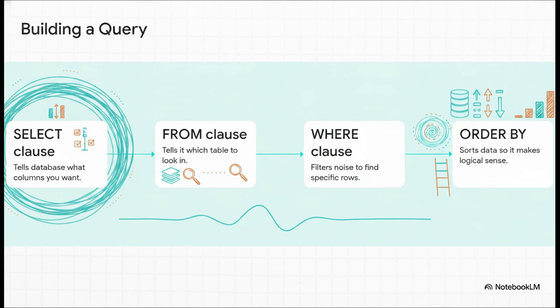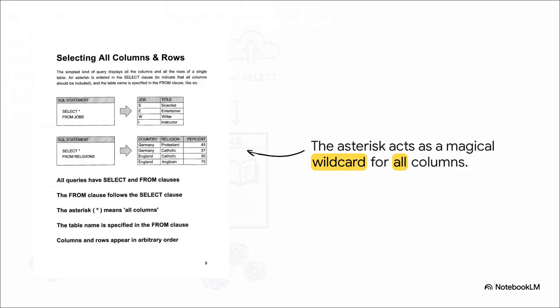And here's the golden rule. Every single query you ever write must contain at least a SELECT clause, telling the database what columns you want, and a FROM clause telling it which table to look in. Things like WHERE and ORDER BY come later to filter and sort, but SELECT and FROM, those are your mandatory foundation. And sometimes you just want everything at once.